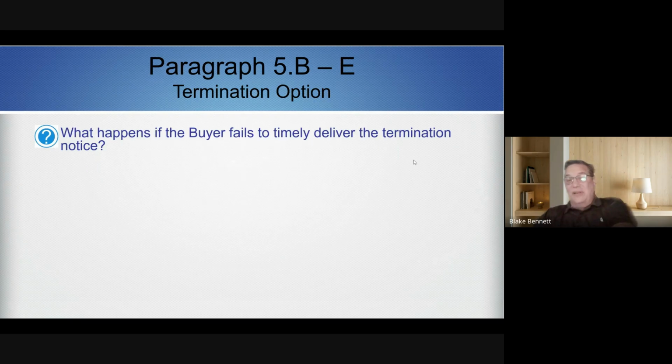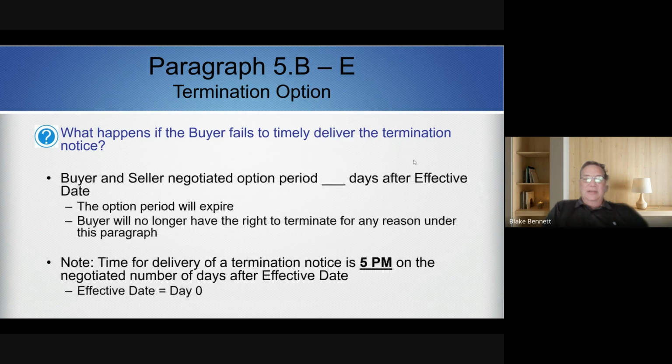What happens if buyer fails to timely deliver the termination notice? Well, the buyer and seller negotiated an option period of X number of days. The option period expires, and if they don't deliver termination notice, buyer doesn't have the right to terminate under this paragraph. Time for the delivery of termination notice is 5 p.m. on the negotiated number of days after the effective date. It's 5 p.m. So this one, time is of the essence.